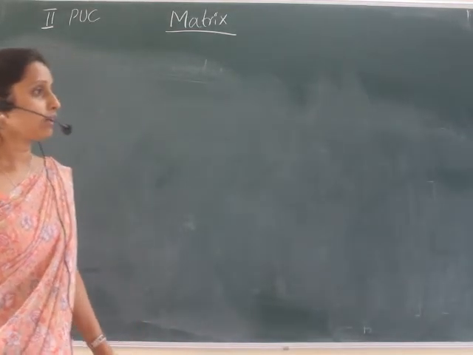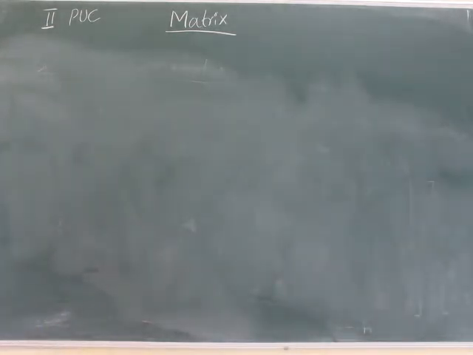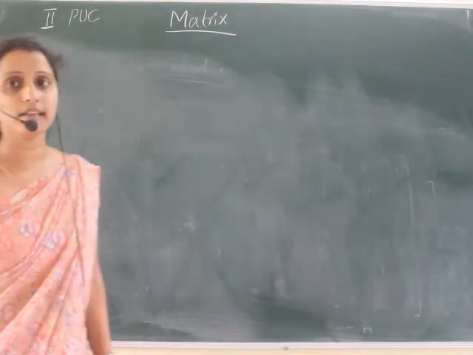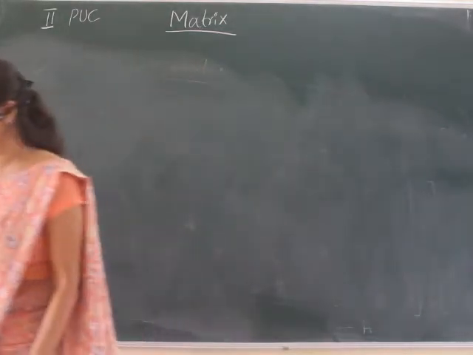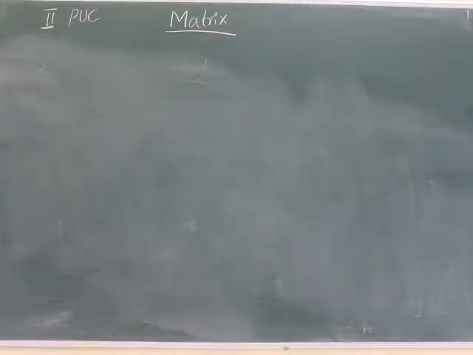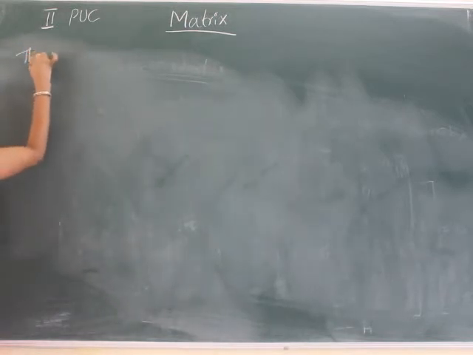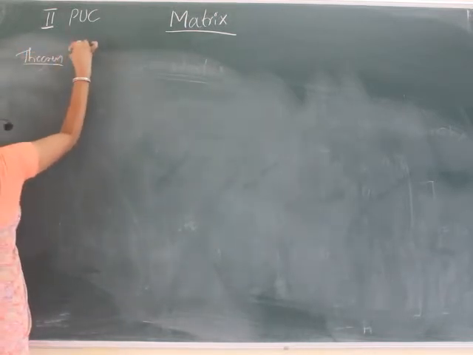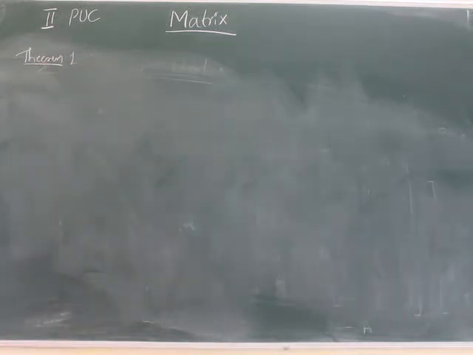Next we'll see one result which says that for any square matrix A, A plus A transpose is always symmetric and A minus A transpose is always skew symmetric. That is one of the main proofs, or theorems, we will consider. Theorem 1 says that for any square matrix A, A plus A transpose is a symmetric matrix and A minus A transpose is a skew symmetric matrix.